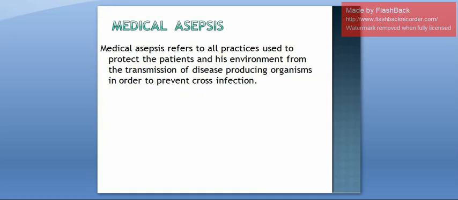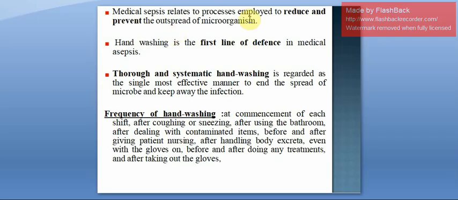Next, we will move on to what is medical asepsis. Now, medical asepsis mainly refers to the practice that is done to protect the patient as well as the environment from the transfer of microorganism, so that you will not get any sort of cross infection. That is why you are doing medical asepsis. When you are doing any medical procedures, you usually follow this medical asepsis. And in medical asepsis, our main goal is what? To reduce or to prevent the spread of the microorganism.